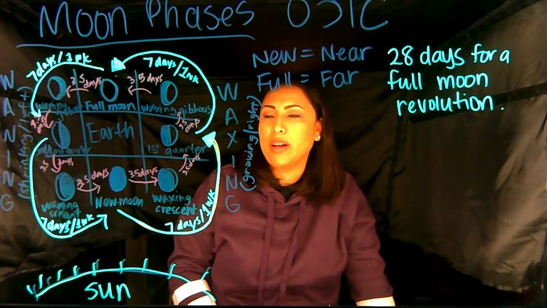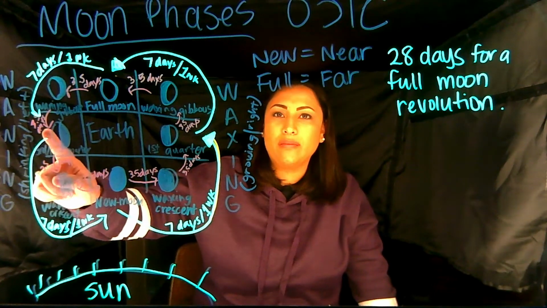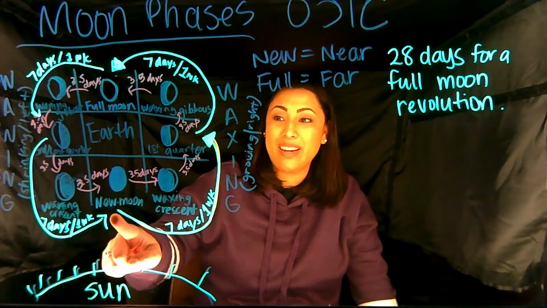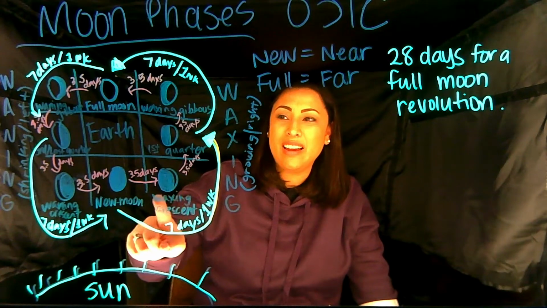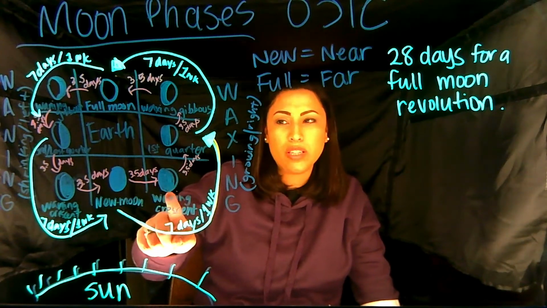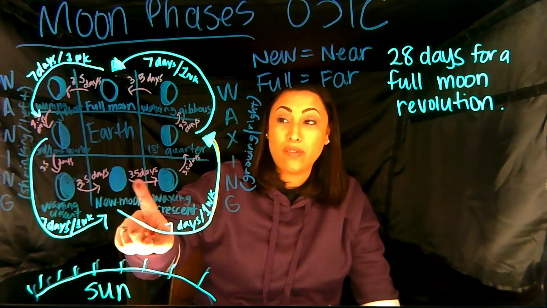Now let's do another one. Let's say 10 days after a last quarter. 10 days. Where are we going to go? We know this is 7. Are we here just yet? Not quite. So you would still be in a new moon, almost to a waxing crescent. But it would still be a new moon.